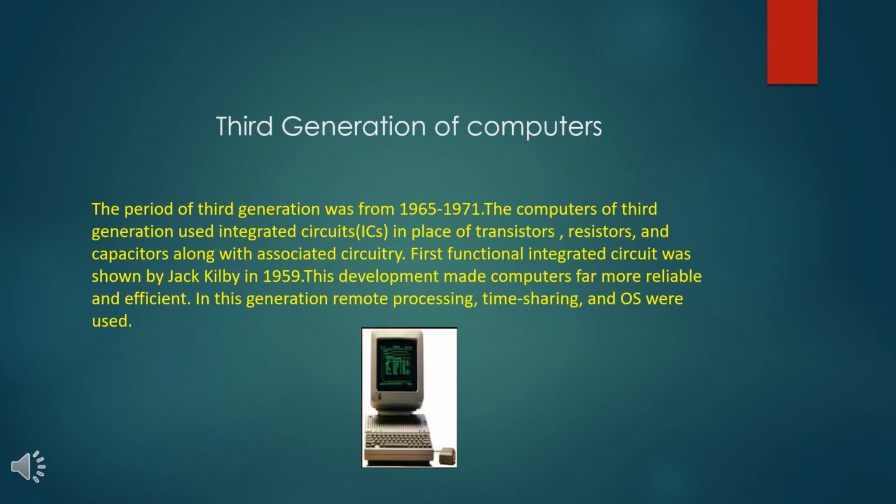Third generation of computers. The period of third generation of computers was from 1965 to 1971. The computers of third generation use integrated circuits in place of transistors, resistors, and capacitors along with associated circuitry. First functional integrated circuit was shown by Jack Kilby in 1959. This development made computers far more reliable and efficient. In this generation, remote processing, time sharing, and operating systems were used.